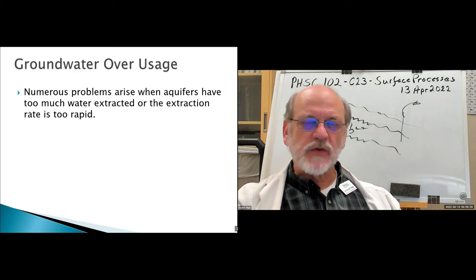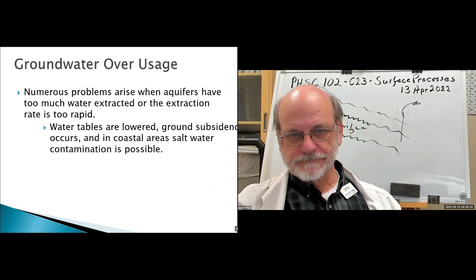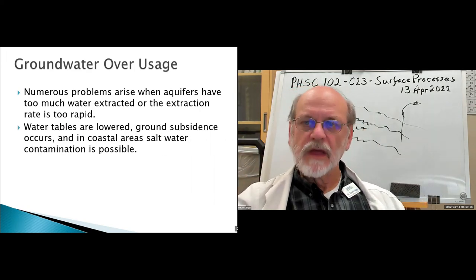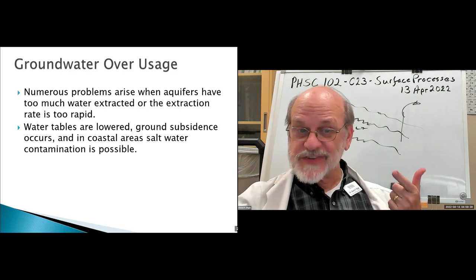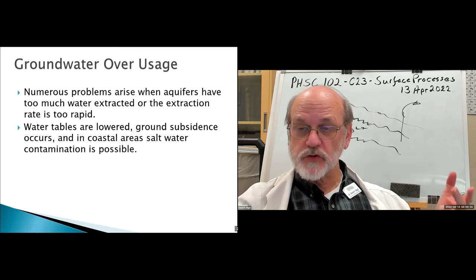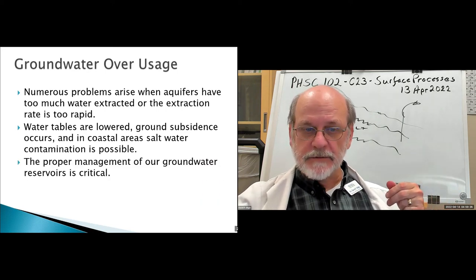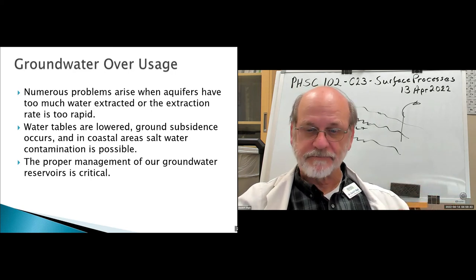So what are some of the consequences of groundwater overusage? Water tables are lowered, we mentioned that. The ground may subside, and in coastal areas, you may get saltwater intrusion. So we have to manage our groundwater wisely.